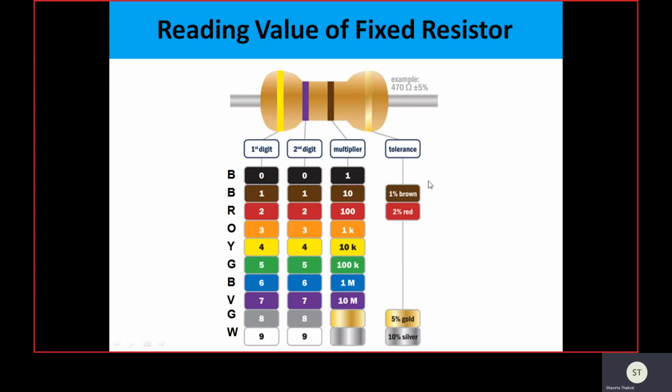In the tolerance there may be a particular color, so if there is a color, we can go with these digits, and otherwise, except all these colors, we can have gold or silver, or there may be no color also. So for gold we have plus minus 5% tolerance, for silver we have plus minus 10% tolerance, and if there is no color present then the tolerance is considered as plus minus 20%.